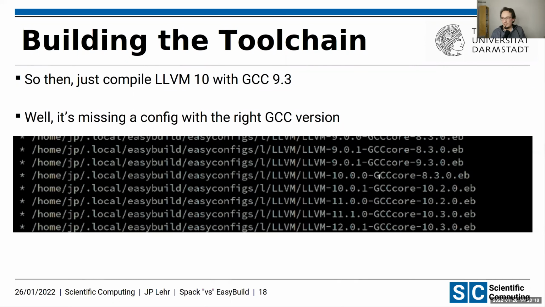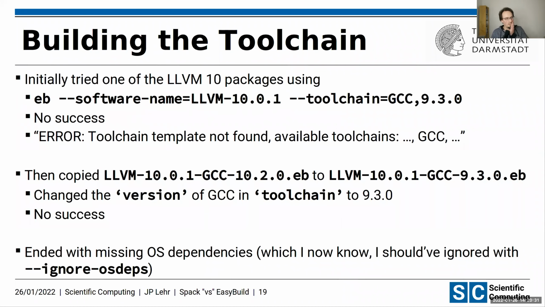So then, without any idea of how this works, because I don't necessarily read documentation, or at least I don't go through pages of documentation before I try out stuff, I initially tried one of the LLVM 10 packages, but just said the EasyBuild software name is LLVM 10 and toolchain is GCC with the version. And then I actually had no success, and it told me that there is no toolchain template found.